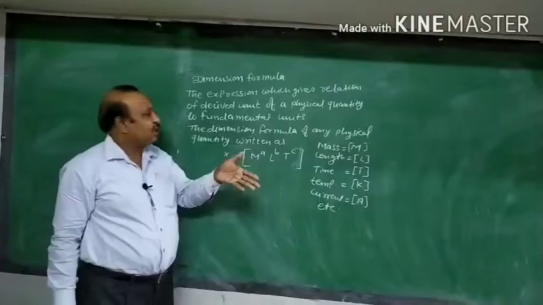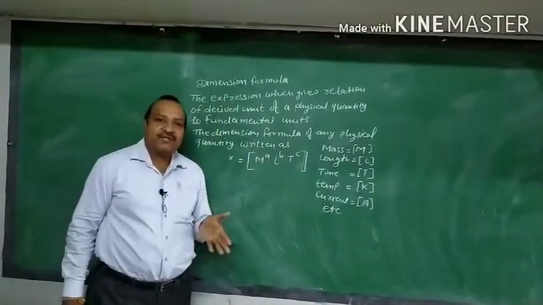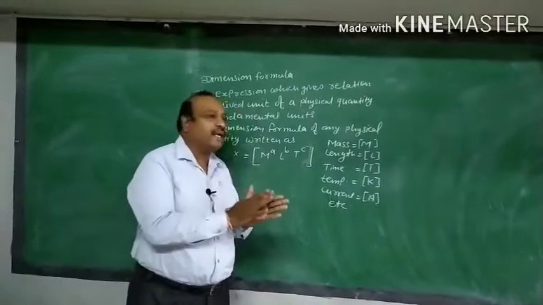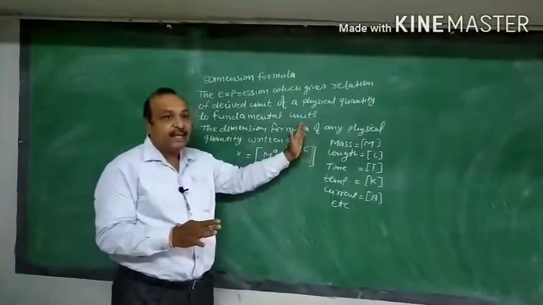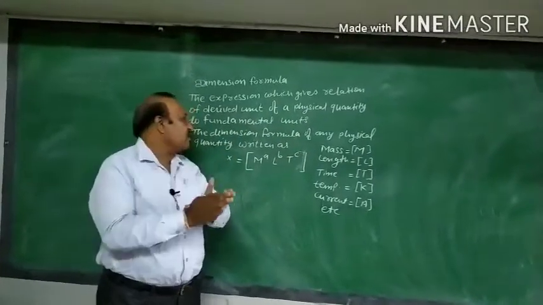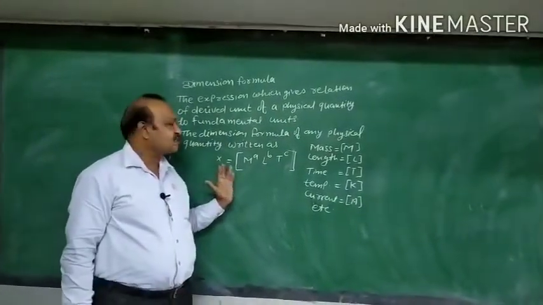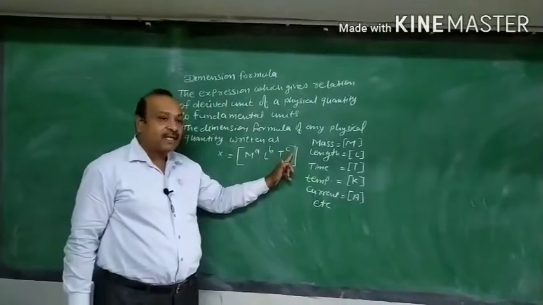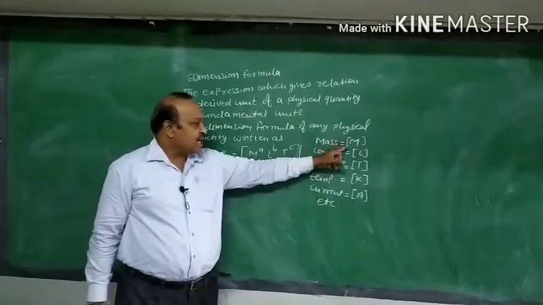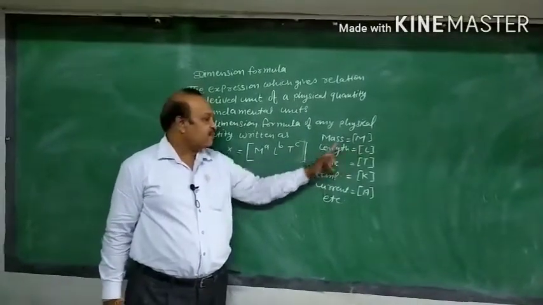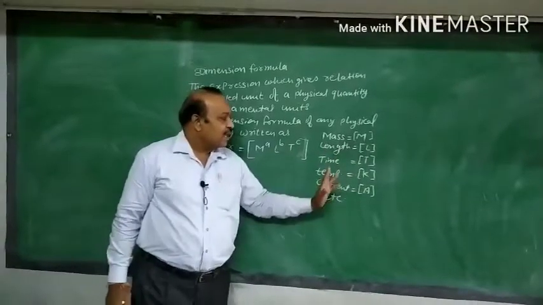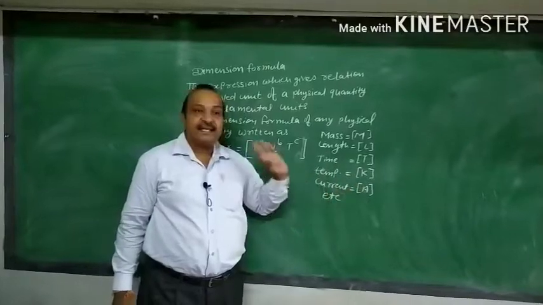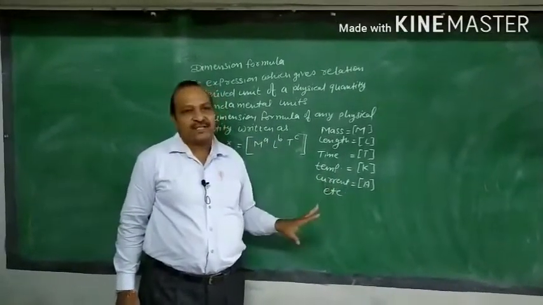What is dimension formula? Dimension formula is the expression which relates derived units of any physical quantity to its fundamental unit. Any dimension formula of any physical quantity is represented in a square bracket as M to the power a, L to the power b, T to the power c. Here M stands for mass, L stands for length, T stands for time, temperature is represented in Kelvin, it is K, current is represented in ampere, that is A, and so on.